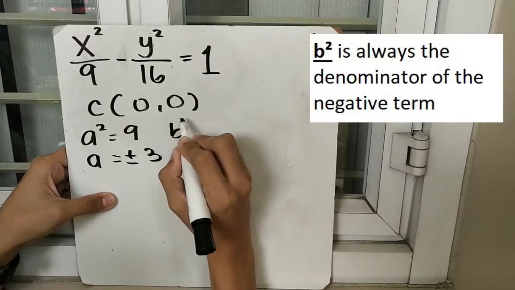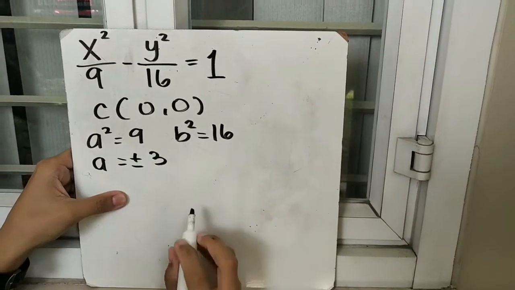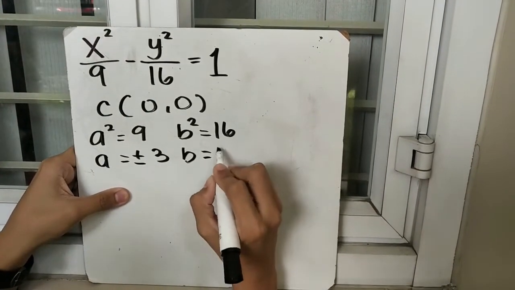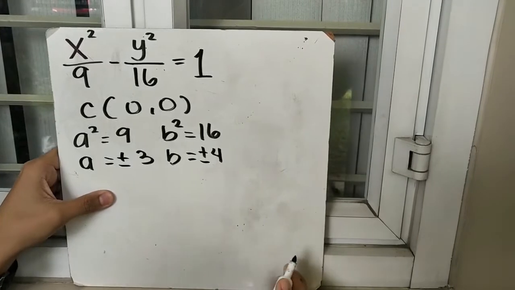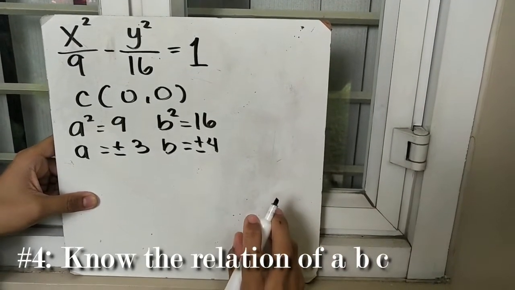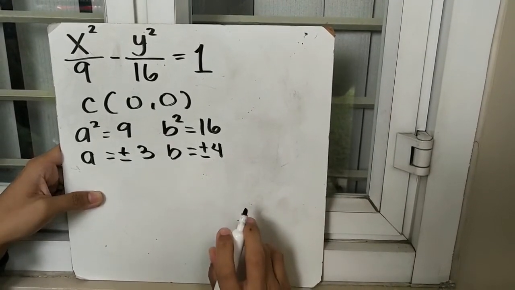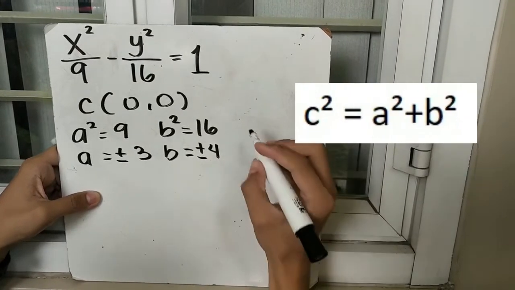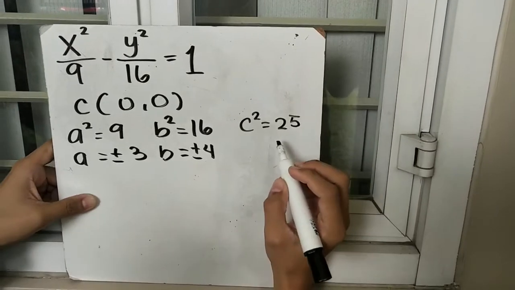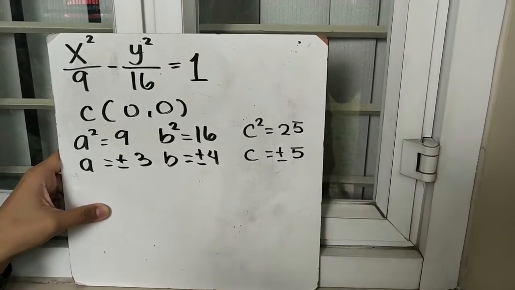Now, we are going to find the value of b. The value of b squared here is 16. Just like in a, we take the square root of 16 to get positive negative 4. And now, the letter c. Unlike in ellipse, here in hyperbola, to get the value of c squared, we have to add a squared and b squared to get an answer of 25. We take the square root to get positive negative 5.